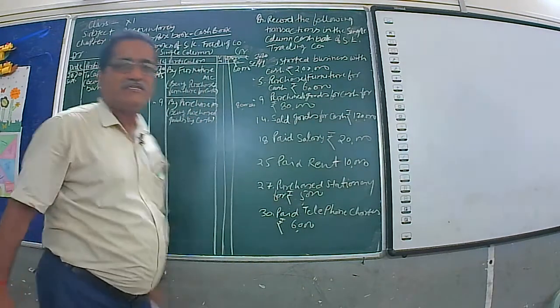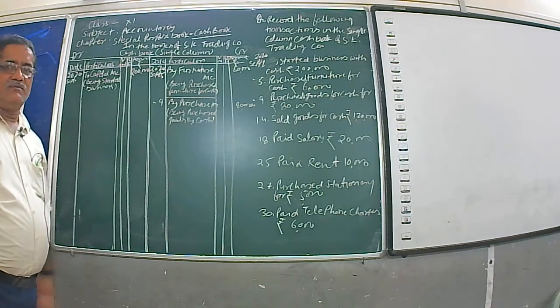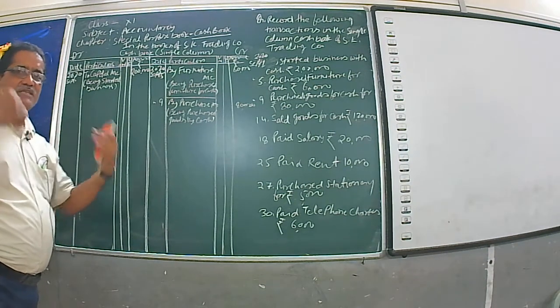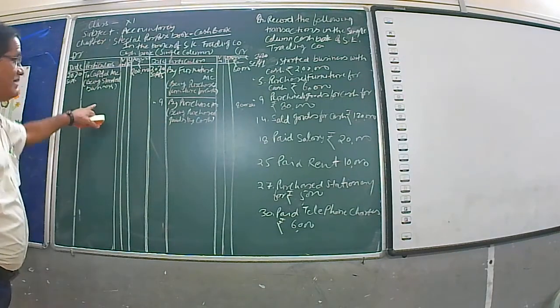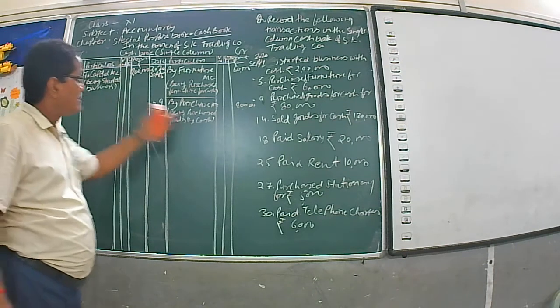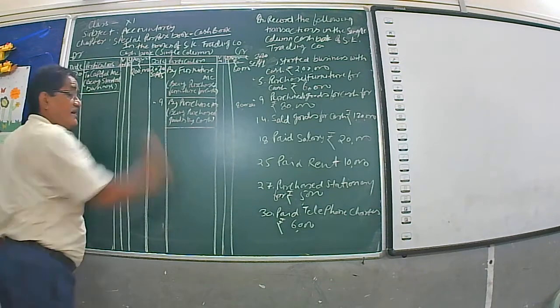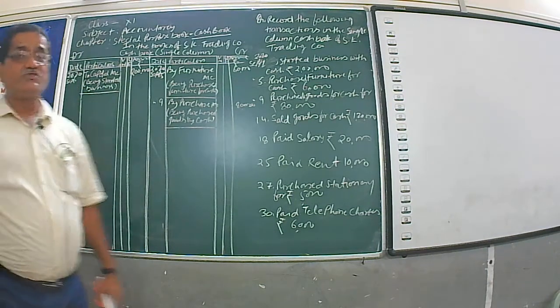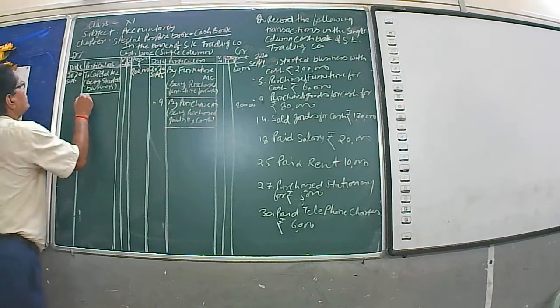Sold goods for cash in the sense, when goods are sold by the business, in that case, business has received the money. That's why it is noted in the debit side of the cash book, because it is the receipt side and this is the payment side. Note down here what the journal entry will be: cash account debit to sales.